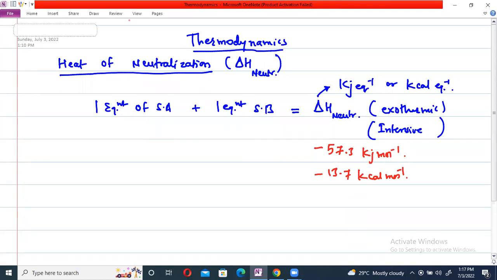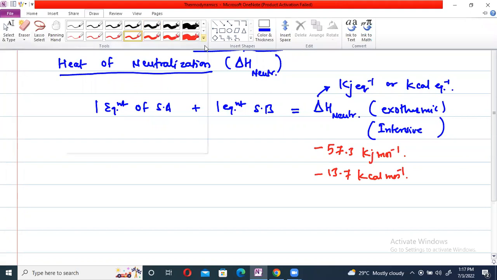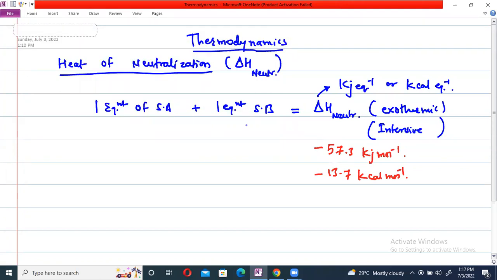This is the only concept about the heat of neutralization: one equivalent of strong acid should combine with one equivalent of strong base, and the amount of energy liberated is called the heat of neutralization. These are the two standard values I have taken.